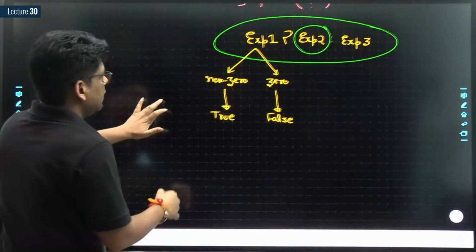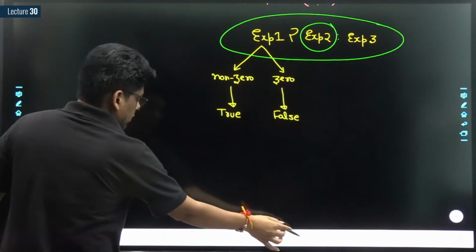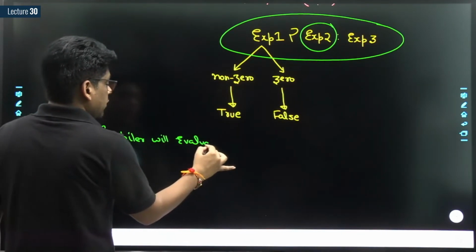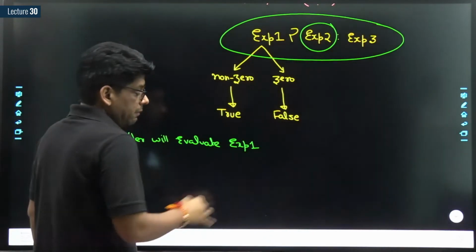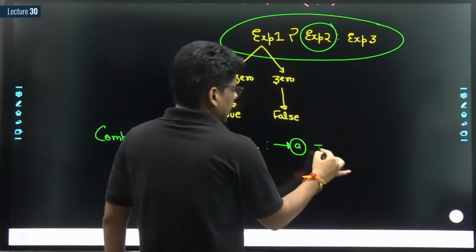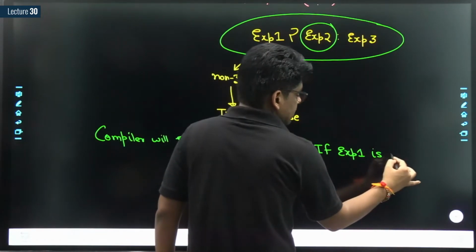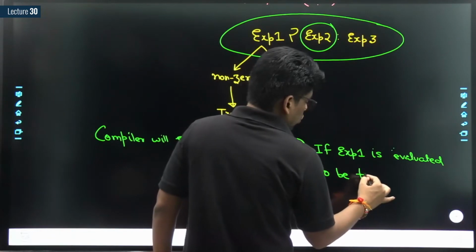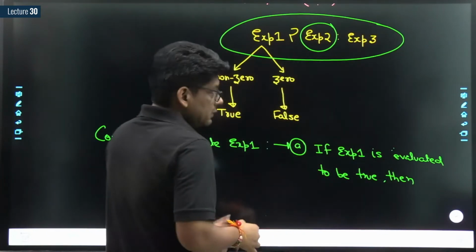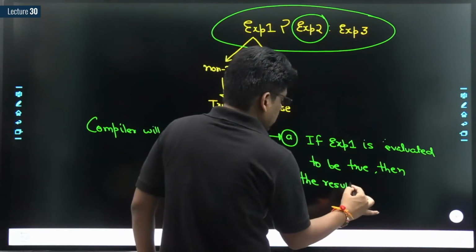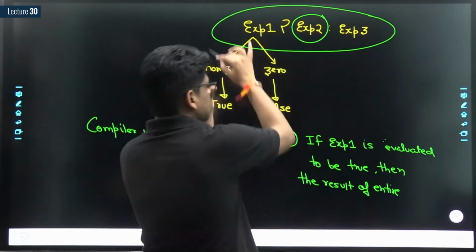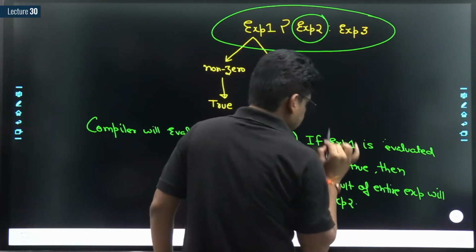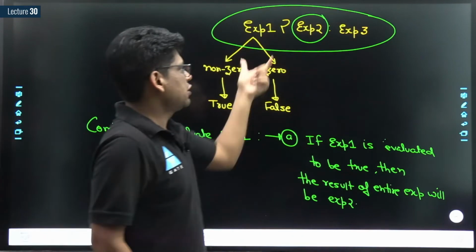Try to understand. Let me write it. In the beginning, compiler will evaluate expression 1. If expression 1 is evaluated to be true, then the result of this entire expression will be expression 2. Sir, okay, if it is true, the result of this entire expression is nothing but expression 2.